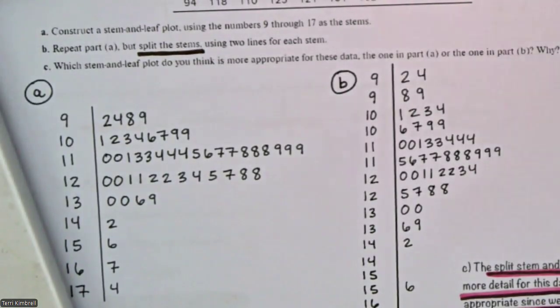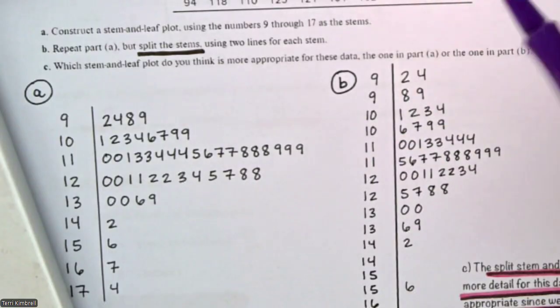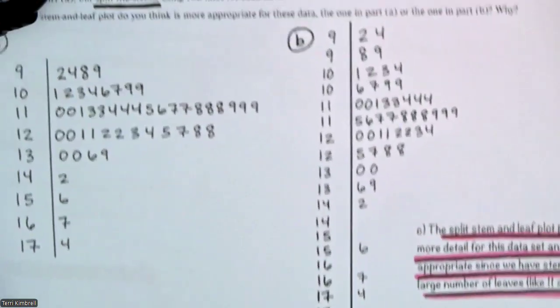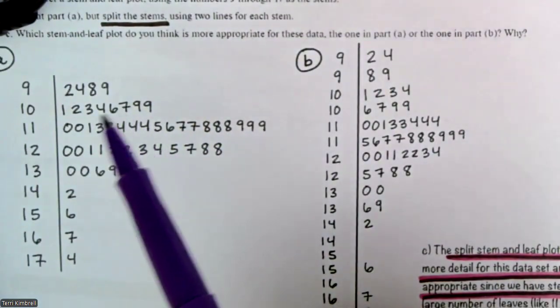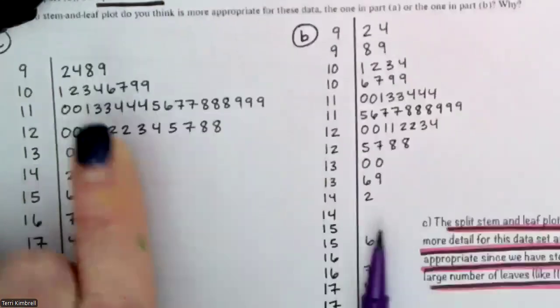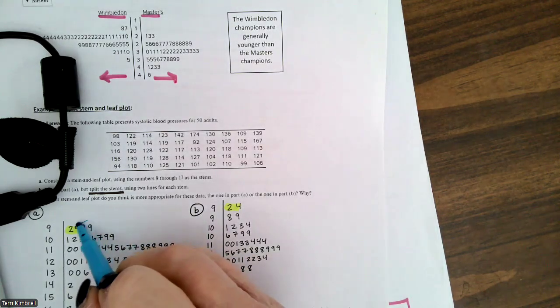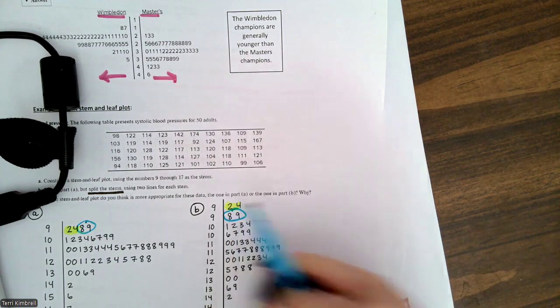And part B wants you to split the stems. So that means that you're going to have 2 9s, and you're going to continue that all the way until 17, and you're going to have 2 of those. Okay. And then remember, when you do that, the numbers right there, those go on the first row. When you get to anything that is 5 or more, that goes on the second row.